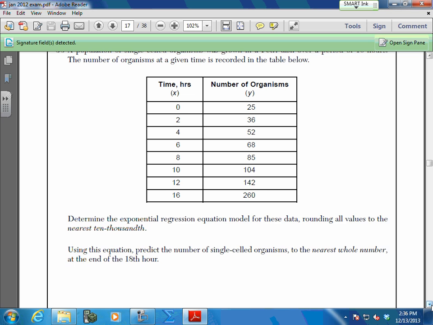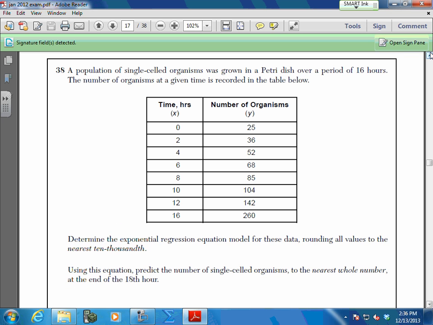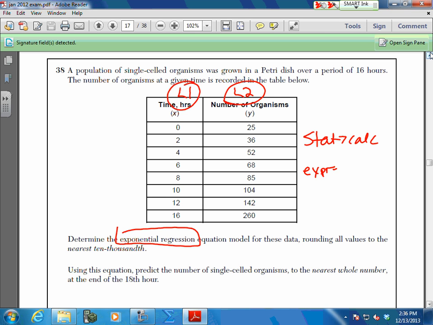Here's another nice question with your regressions. But remember, with your regressions, you have to show work. They're looking for an exponential regression. You're going to put this in your L1 and your L2. Show them that you're using L1 and L2. Give them the steps you used. Stat, calc, whatever number that happens to be, exponential regression, L1, L2, by 1.